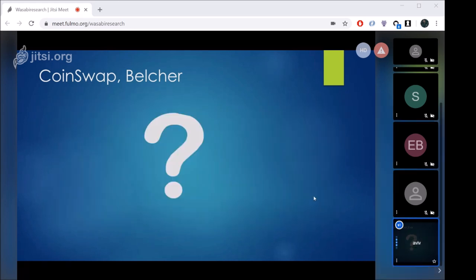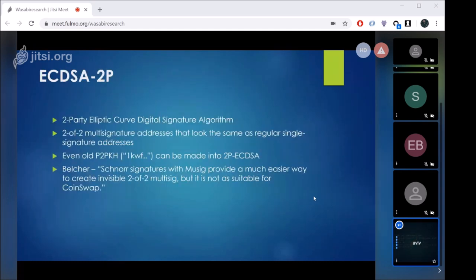So how is Belcher making it covert? I mean, if Maxwell couldn't make it covert, how is Belcher doing that? Well, he's using a clever trick called ECDSA 2P. This is two-party elliptic curve digital signature algorithm. So what it is is a two-of-two multi-signature address, but it looks the same as a regular single signature address. And any address can be converted into a two-party ECDSA. So you can use it with pay-to-public-key-hash, you can use it with pay-to-script-hash wrapped pay-to-witness-public-key-hash, or you can use it with the new Bech32 pay-to-witness-public-key-hash.